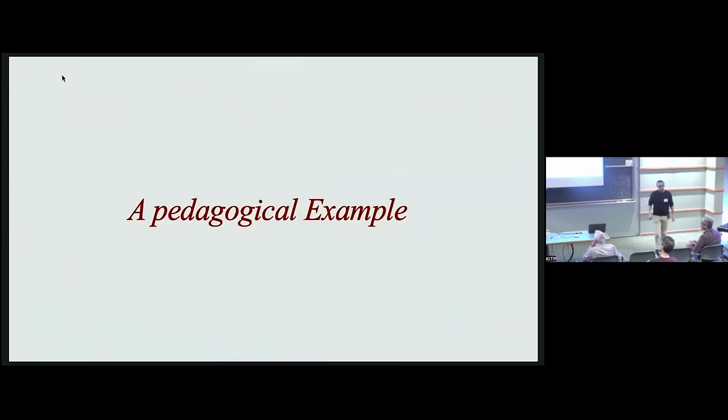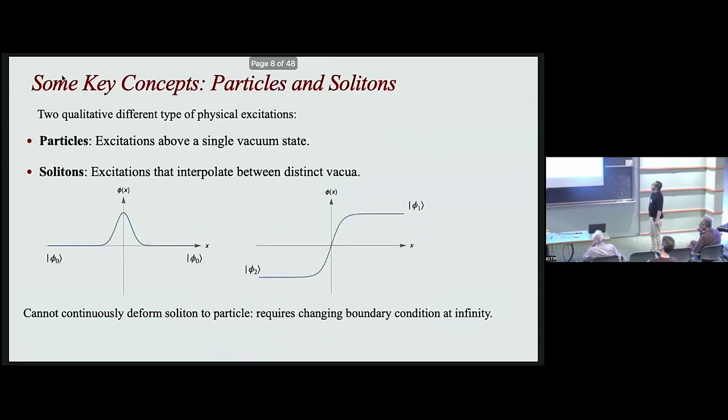Before getting to 2D QCD, let me start with a pedagogical example that will essentially have all the properties that we will be looking for. To begin, let me introduce some key concepts: what do we mean by a particle and a soliton, which are 2 different qualitative types of excitations. A particle is essentially an excitation of a field that interpolates between the far left and the far right into the same vacuum state, while a soliton interpolates between 2 different vacua.